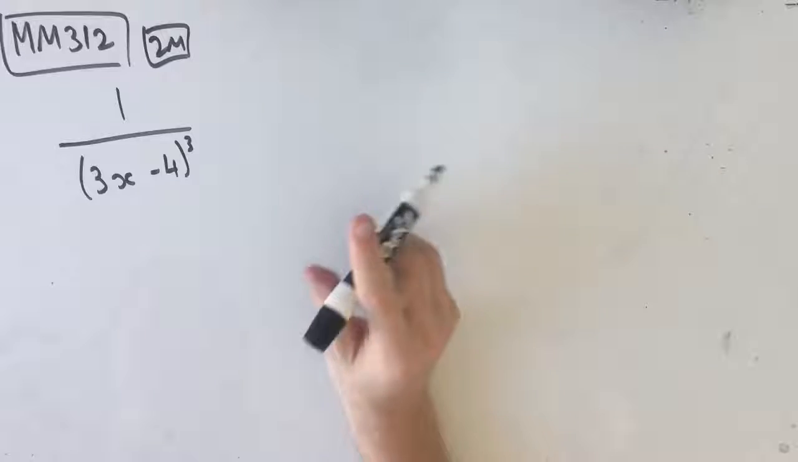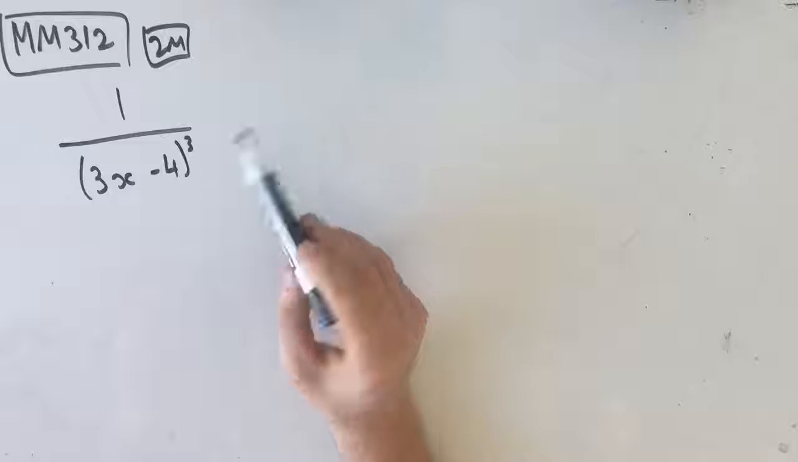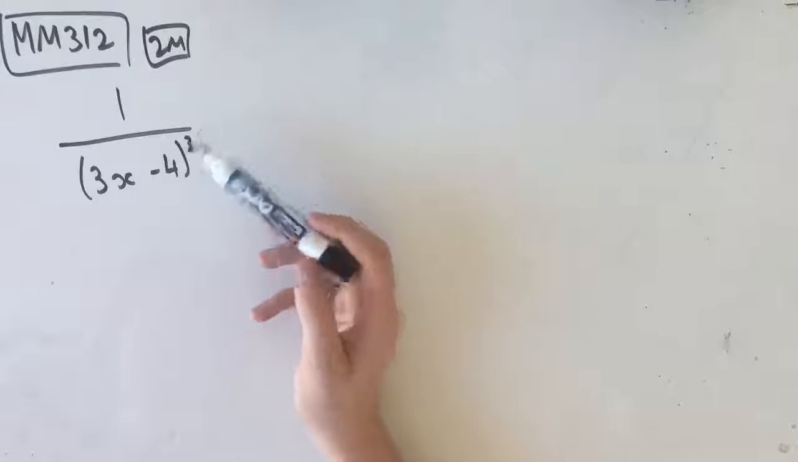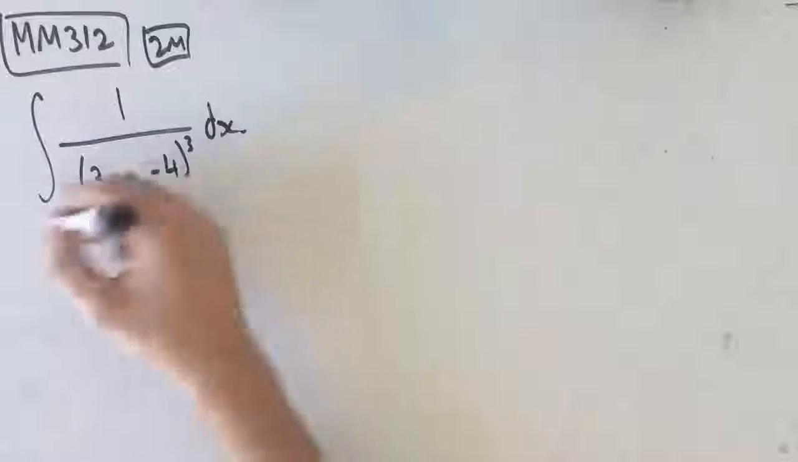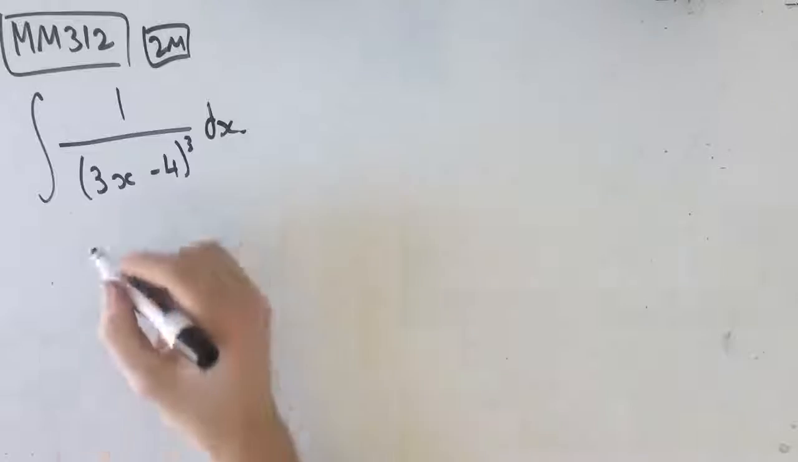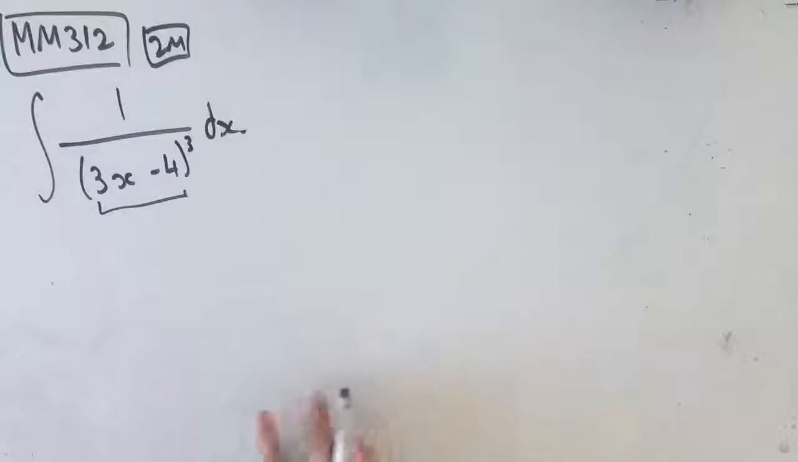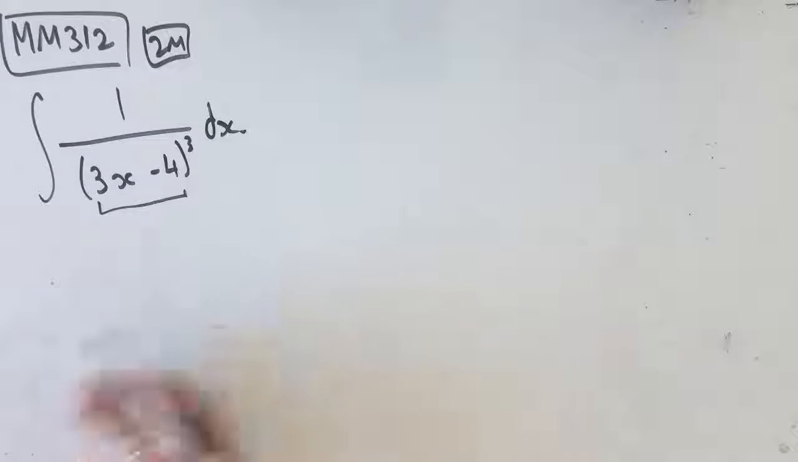So this question says find an antiderivative of 1 over (3x − 4)^3 with respect to x. So pretty much what we're doing is this. Okay, so we've got to evaluate this. Alright, so because this is a linear factor, and I'm sure you've seen me do a couple of these videos by now, if you haven't, let's go through it.